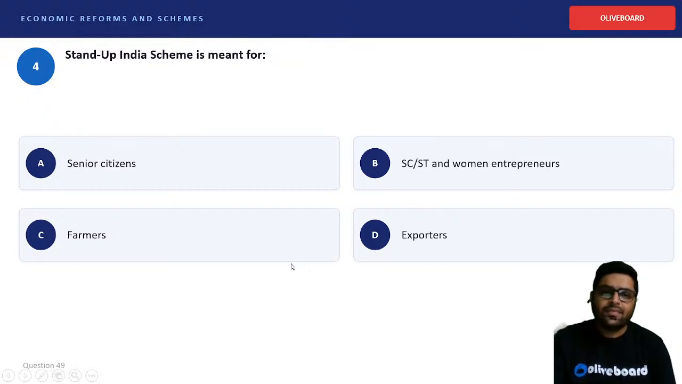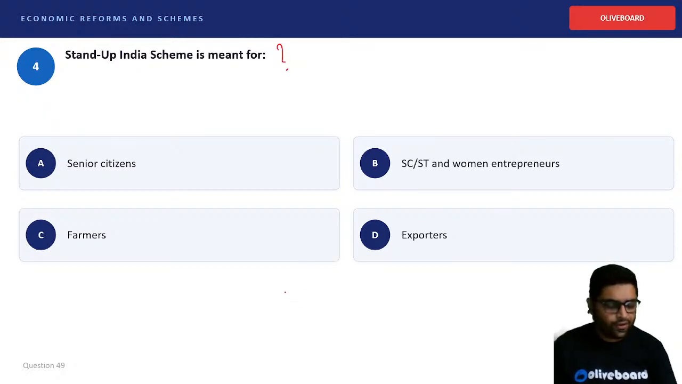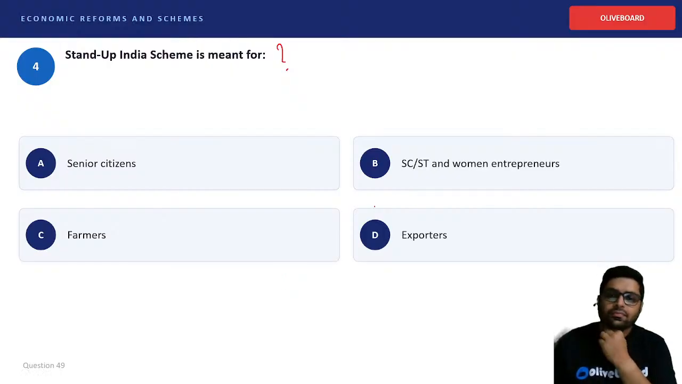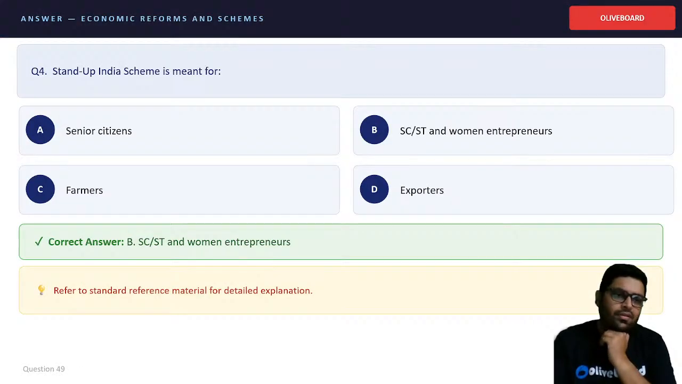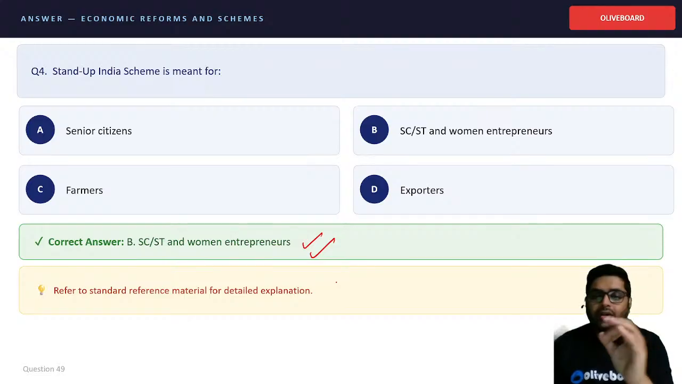Stand Up India scheme is meant for what? What was the theme for Stand Up India scheme? What was the theme? Quick, quick. So what was the scheme? The theme was SC, ST and women entrepreneurs. The scheme was on SC, ST and women entrepreneurs.